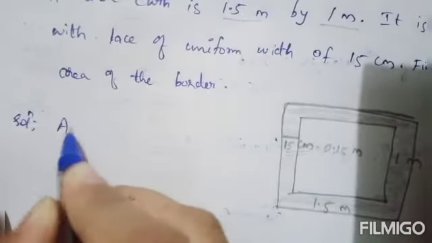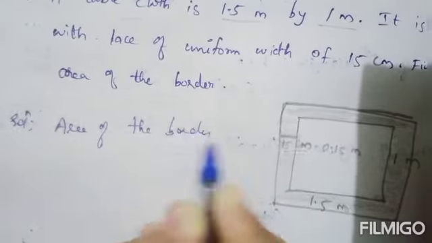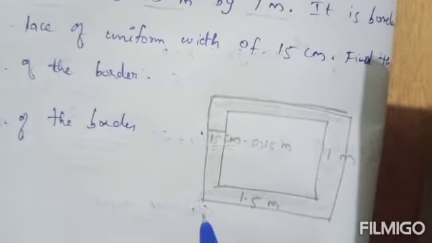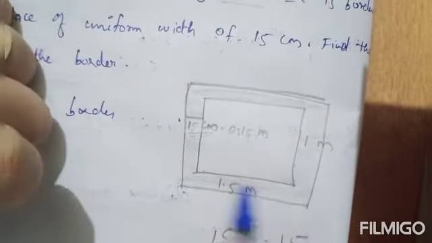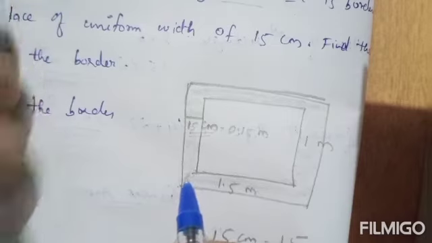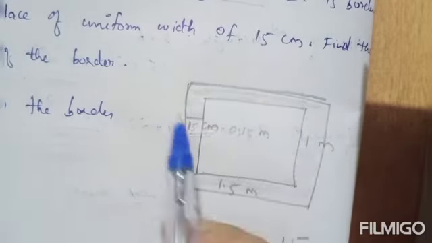Okay, now you can find. How can you find the area of the border here? Area of the border you can find by subtracting: from the area of the outer rectangle you can subtract the area of the inner rectangle. Then you will get the area of this border or lace.